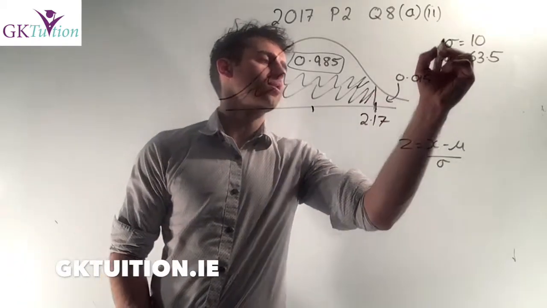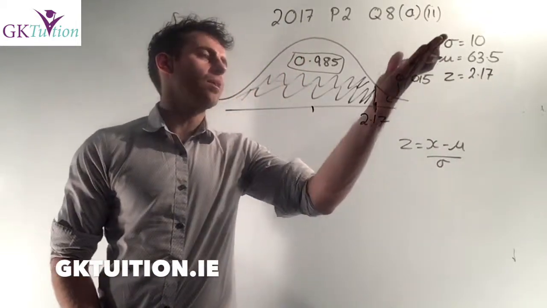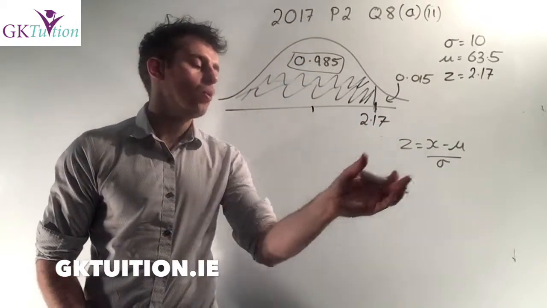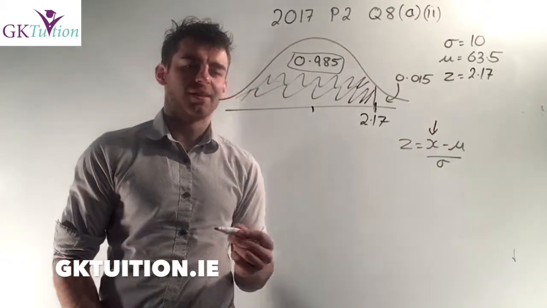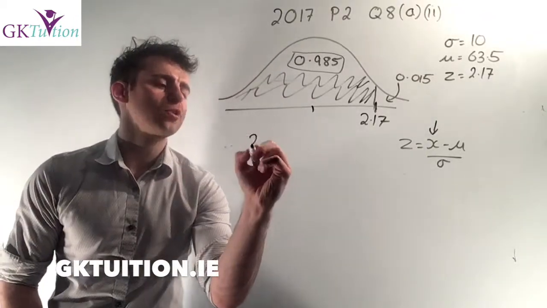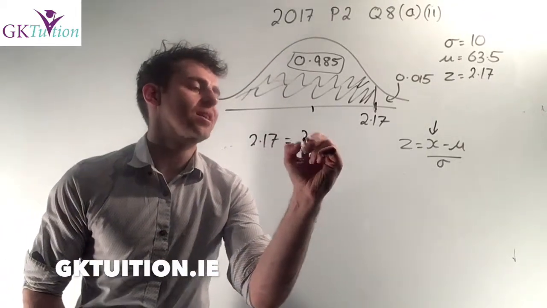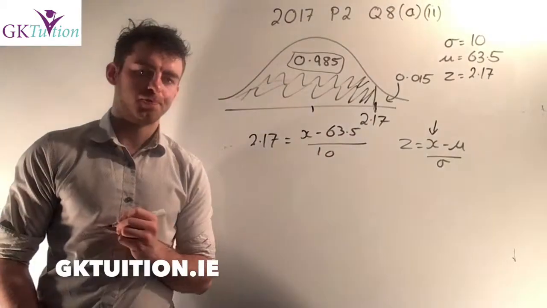So now I know sigma, I know my population mean, and I know my z-score. If you know sigma, your population mean, and your z-score, we can now use the standardizing formula in order to find x, which in this case will represent Kamal's weight. So if we just sub in, we'll get 2.17 is equal to Kamal's weight minus 63.5, over 10.